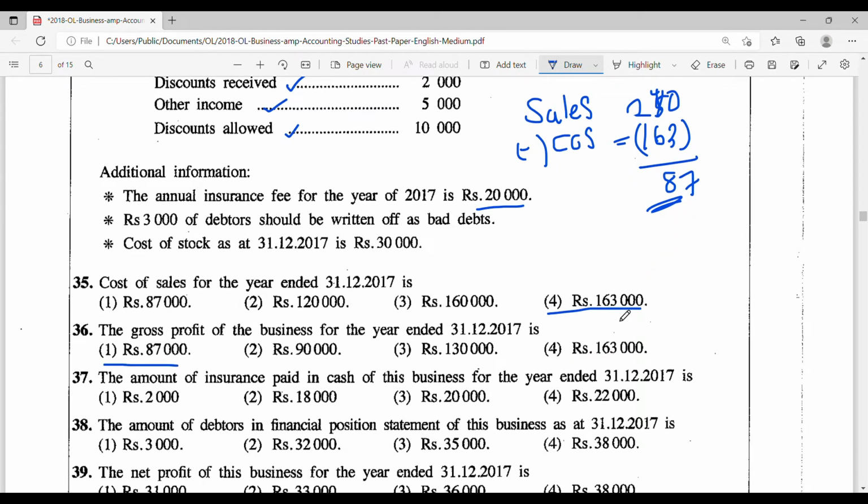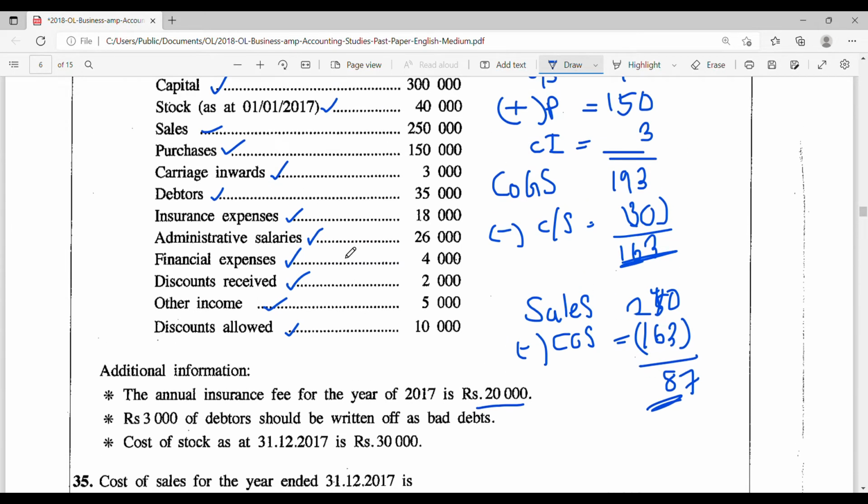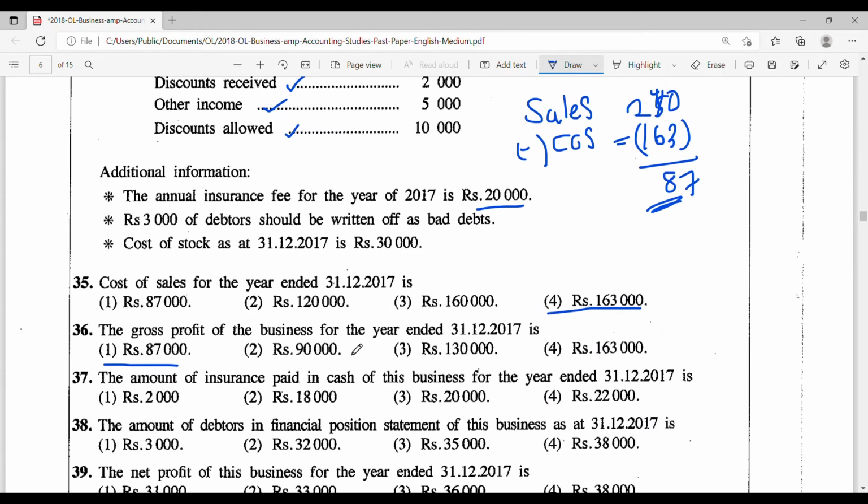Answer 1. Question 37. The amount of insurance paid in cash of this business for the year ended 31st December 2017 is. Now you should pay 20,000, which is the entire annual insurance fee. But you have only recognized 18,000, so you have to pay the 2,000 balance as well. It looks like you only recognized what you paid. So the amount paid in cash will be 18,000.